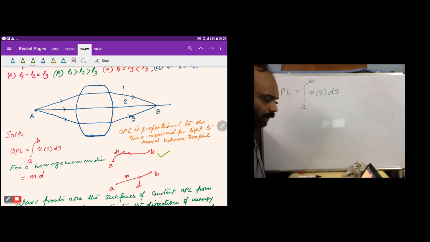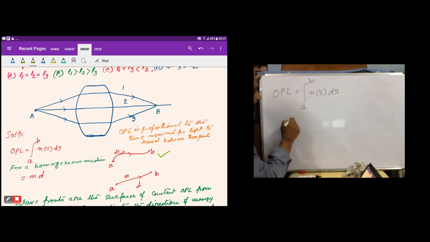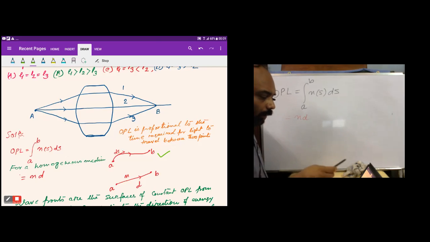So if the medium is homogeneous, we can directly write OPL is equal to ND, where D is the distance between 2 points A and B. So you see in the problem, the light is going from point A to B. The distance is, say, D.